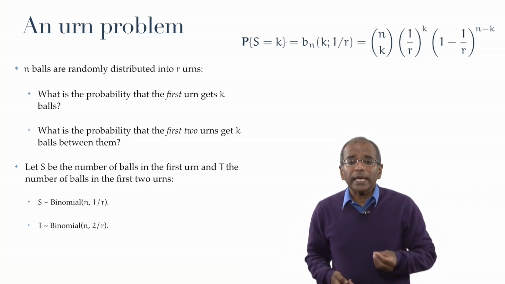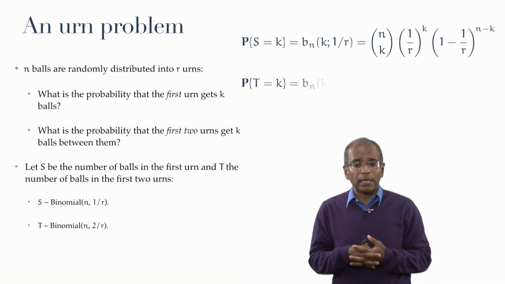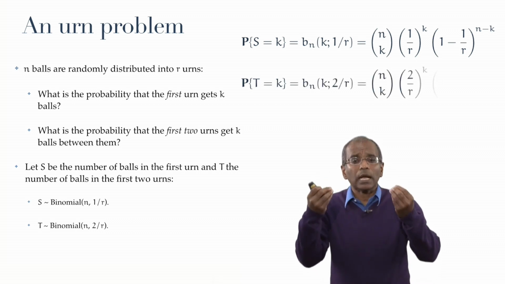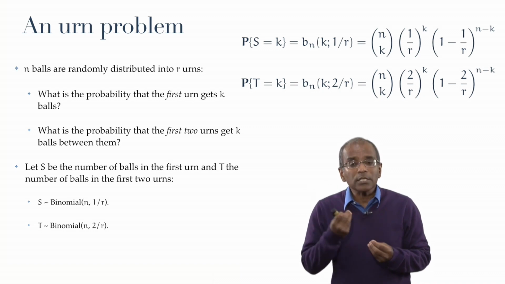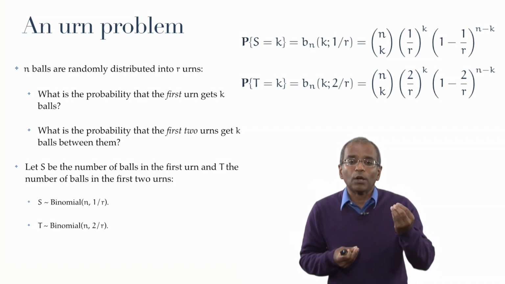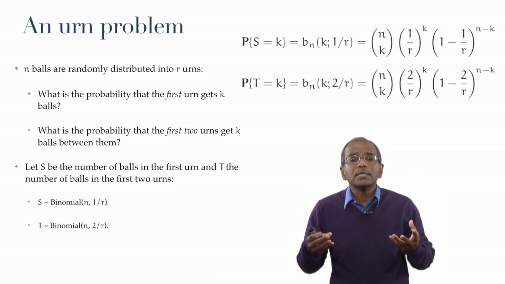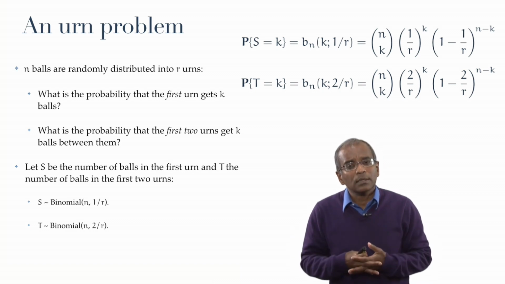The probability that the first two urns see k balls is governed exactly by the binomial probability corresponding to n trials, a success probability p of 2 over r, and exactly k successes. And there we have it.